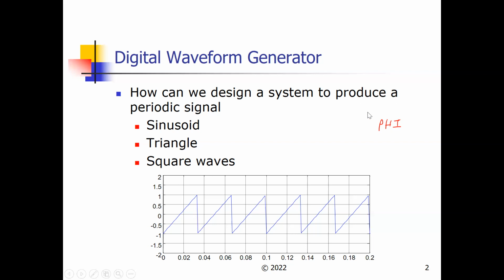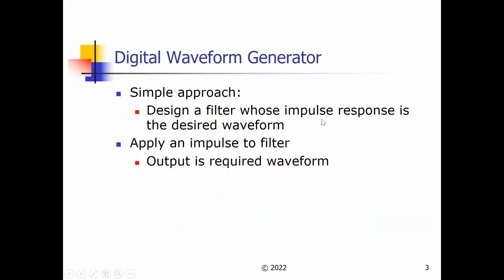So the approach is, let's say we wanted to produce a periodic signal, whatever the shape is, but the easiest one, of course, is a sinusoid, and we'll talk about the rest in a second. Right? A simple approach, in fact, one of the simplest approaches, is to design a filter whose impulse response is the waveform. Remember how we spent a couple of times talking about infinite impulse response filters and finite impulse response filters.